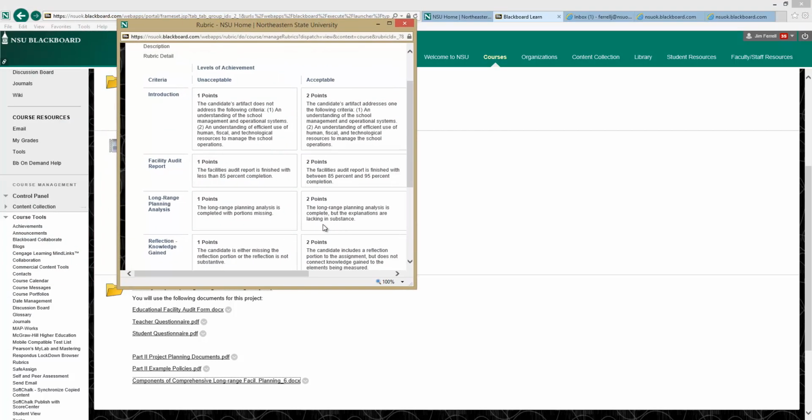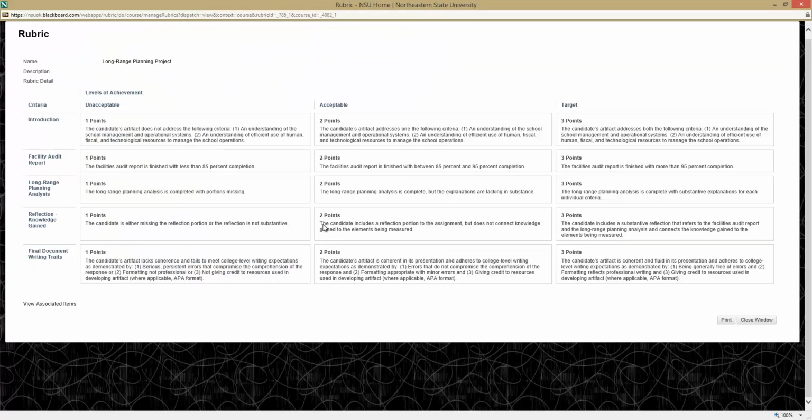And the final piece to that will be a reflection. And this is the rubric that will be used in looking at the reflection. Okay, the candidate includes a substantive reflection that refers to the facilities audit report and the long-range planning analysis and connects the knowledge gained to the elements being measured. The elements being measured are, number 1, an understanding of school management and operational systems, and number 2, an understanding of the efficient use of human, physical, and technological resources.